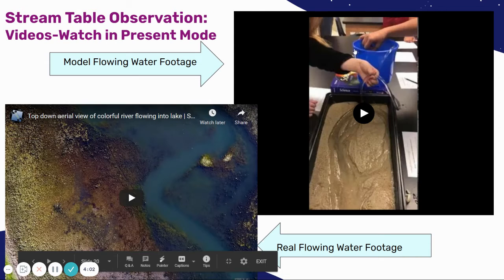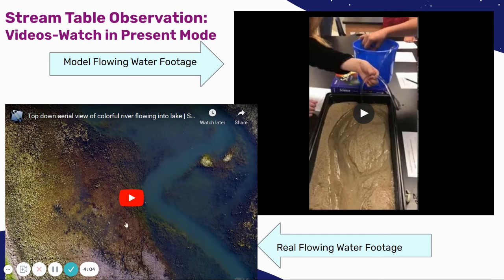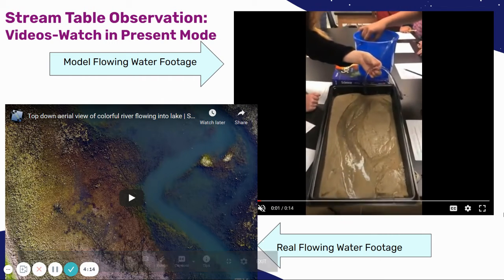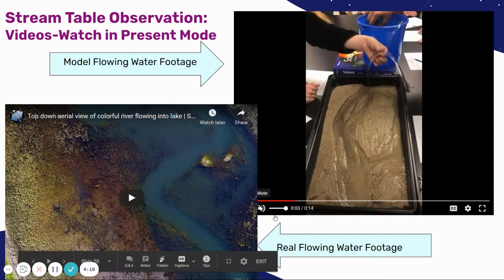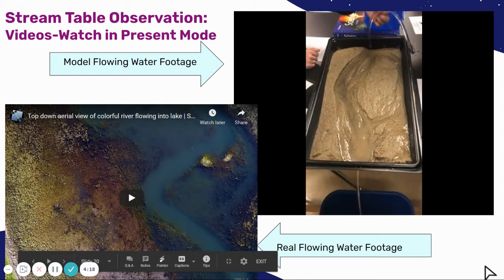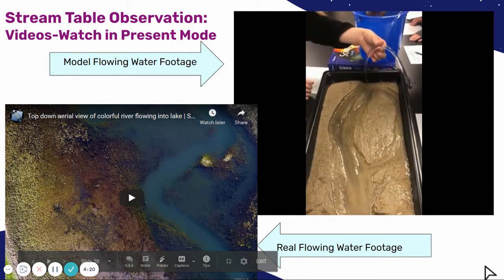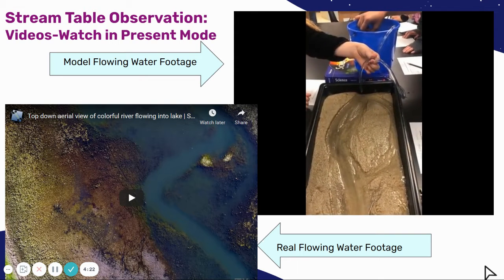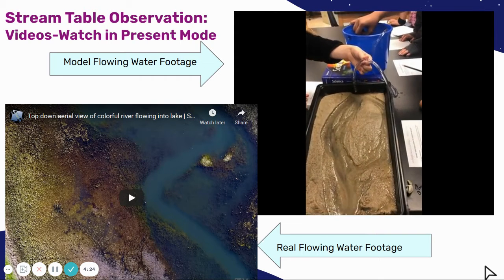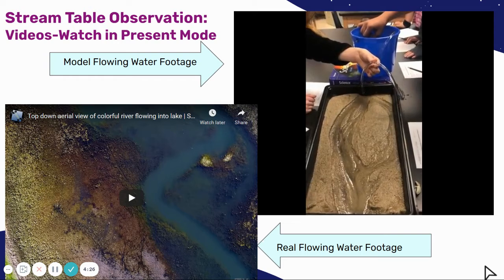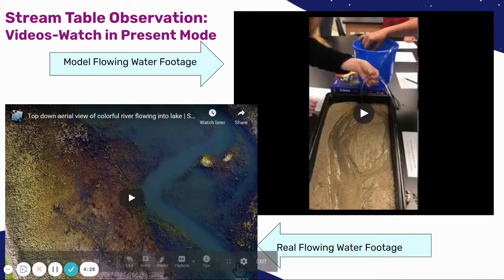All right, so here we've got a model of flowing water footage and a video of aerial footage of a creek bed in real life. So let's watch the model from in class first. Okay, and then now let's watch the aerial view of a river.